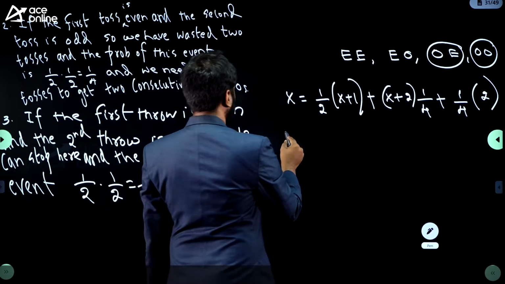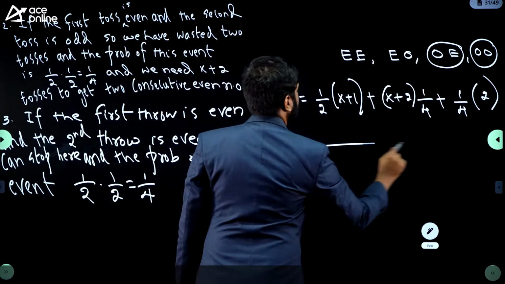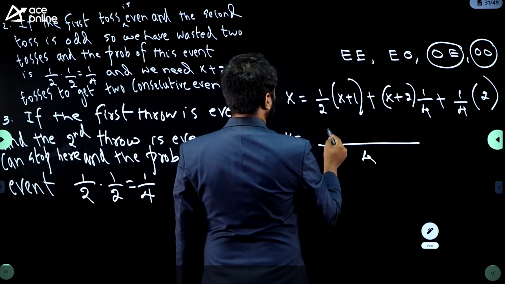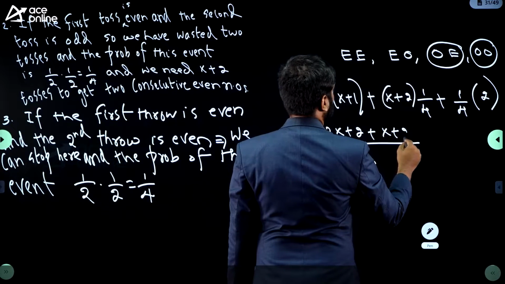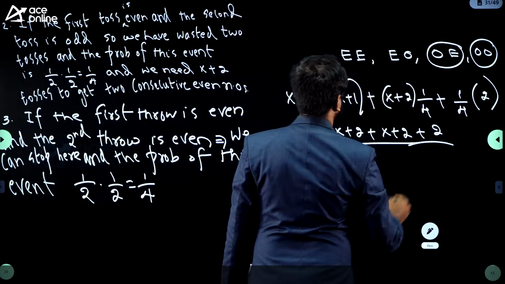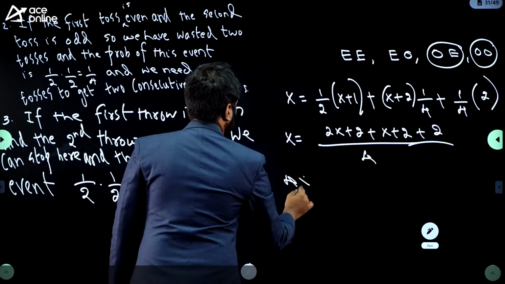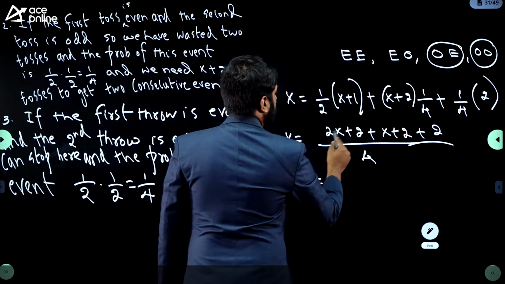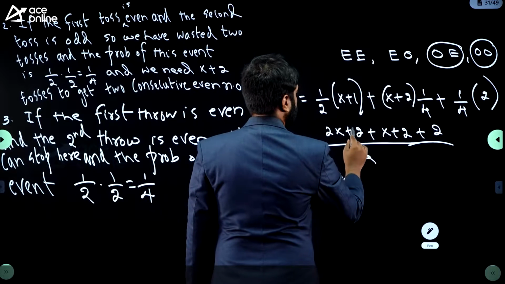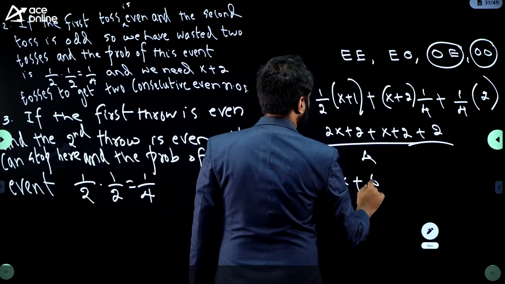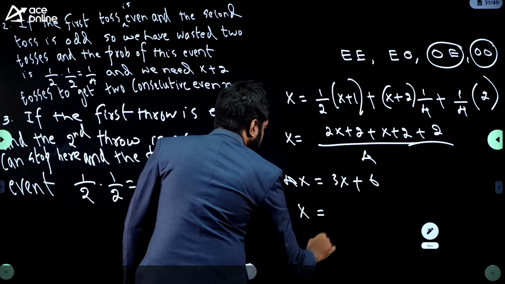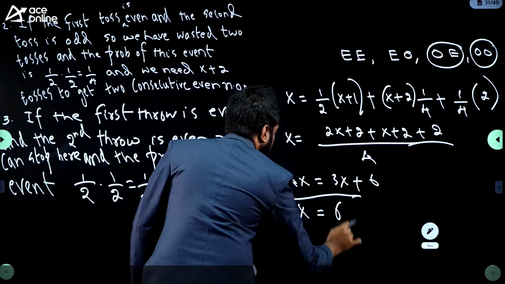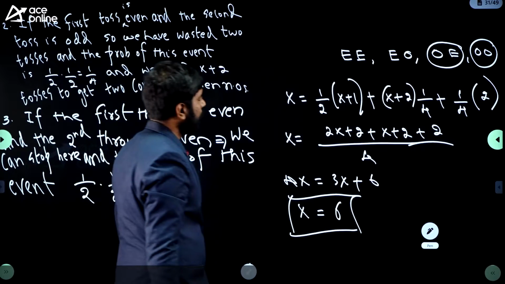So, let me solve this equation. x equal to, so the LCM is 4. Here you will have 2x plus 2, plus here you will have x plus 2, and then here you will have 2. So, this 4 goes here and becomes 4x. This is 3x and this is plus 6. If this goes here, 4x minus 3x is x, x equal to 6. So, we got the value of x.